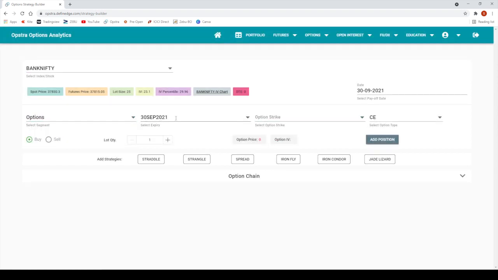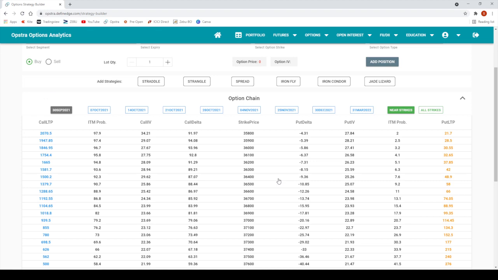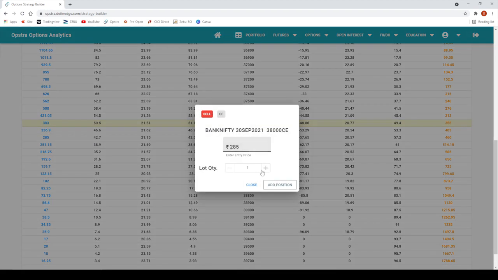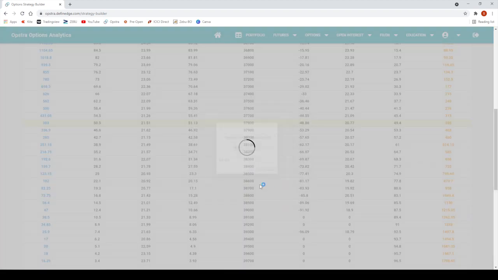Select the expiry. So either you can do it for weekly or monthly or daily also. So now I am going to create for weekly expiry. So what is the current price? 37,830. Okay. So as we seen earlier, I am going to sell 38,000 call. So I am taking a bearish view. So I am going to sell one lot.